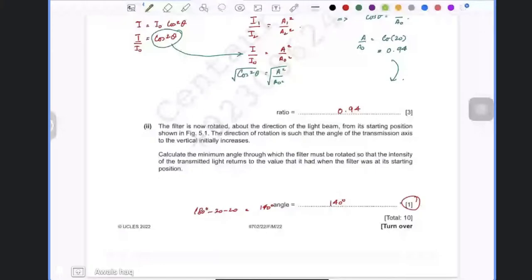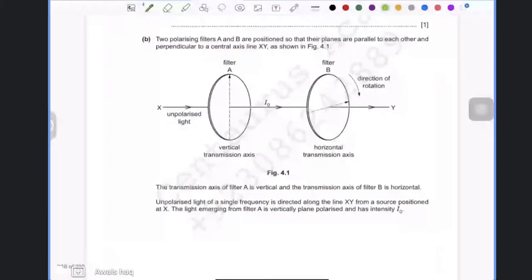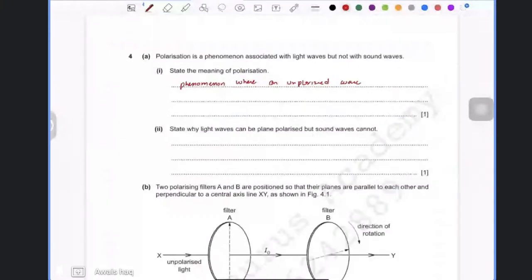In this question it says, state the meaning of polarization. So polarization means a phenomenon where an unpolarized light, unpolarized wave, sorry, can be made to oscillate in one direction, one plane only. So you just need to write that.